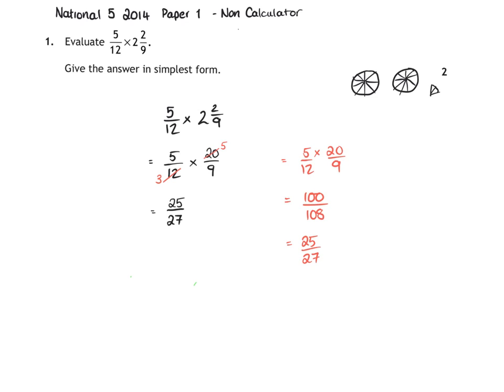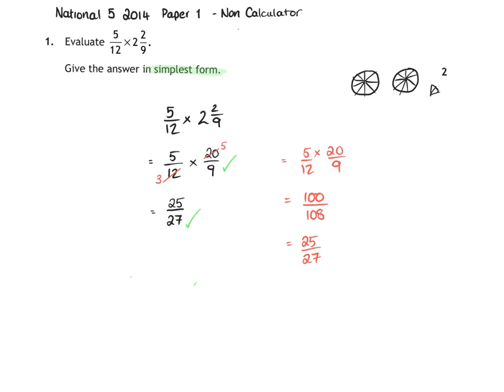So it doesn't matter which way you simplify, but because the question says write your answer in the simplest form, you don't get that mark until you've simplified. The first mark for this question is for changing them and starting multiplying, and your second mark is for having it in its simplest form. If you've got the 100 over 108 but haven't simplified, you only get 1 mark, because it says simplest form. So it needs to be in its simplest form for you to get the second mark.